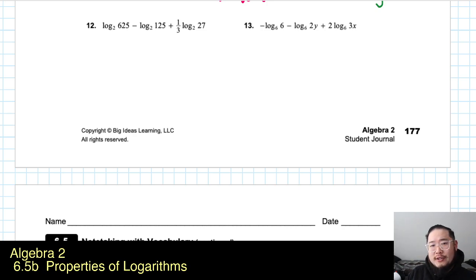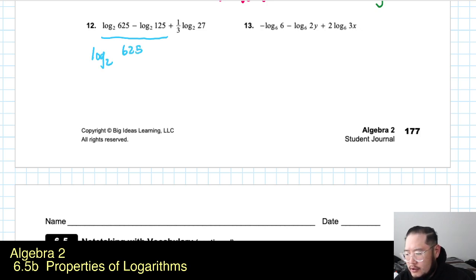Now on number 12 right here, we've got a few more things going on. We've got 3 terms. Let's treat this like you would order of operations as well. Remember, order of operations, if all things are the same, like in the same level, then you have to start going from left to right. So to start off with, let's worry about the first 2 terms, the log base 2 of 625 minus log base 2 of 125. We have subtraction, so that means we're dealing with the quotient property. So there we go, log base 2 of 625 over 125.